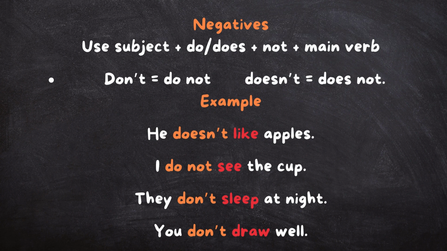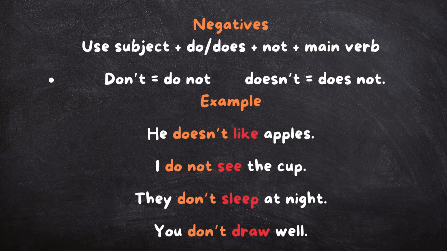Let's see some examples. He doesn't like apples. I do not see the cup. They don't sleep at night. You don't draw well. You should also remember here that when we use the verb to do in negatives, it is functioning as a helping verb, and as such, it needs a main verb to help. So in the examples here, all the main verbs are highlighted in red.